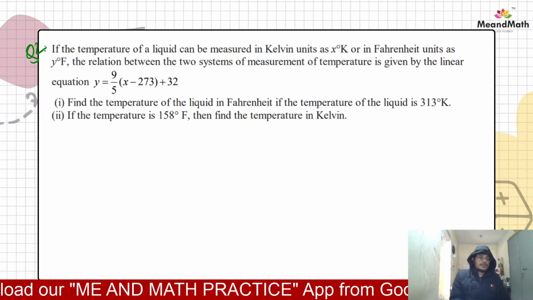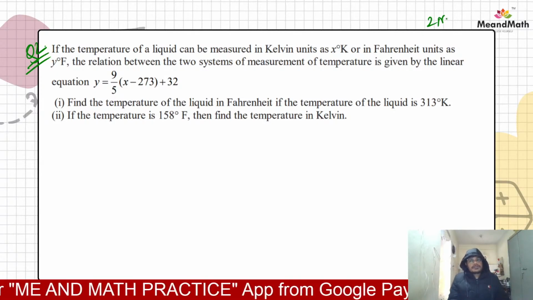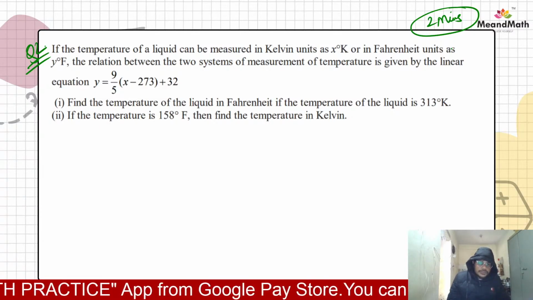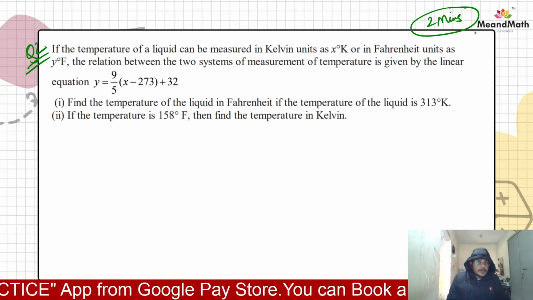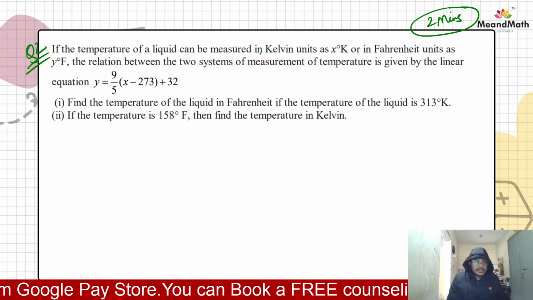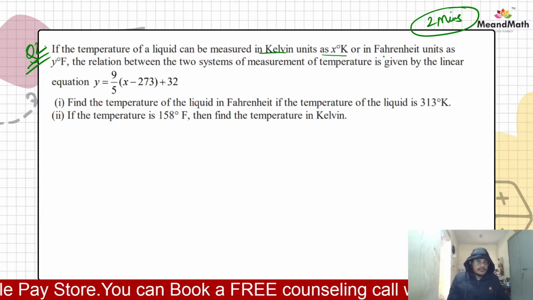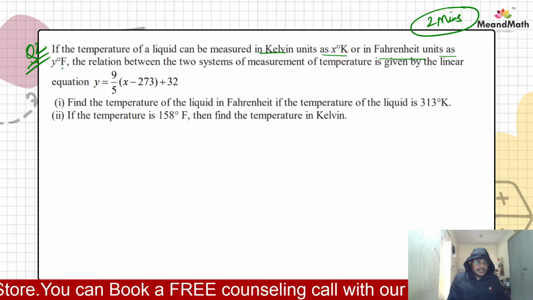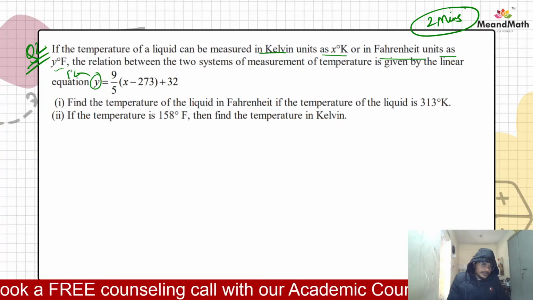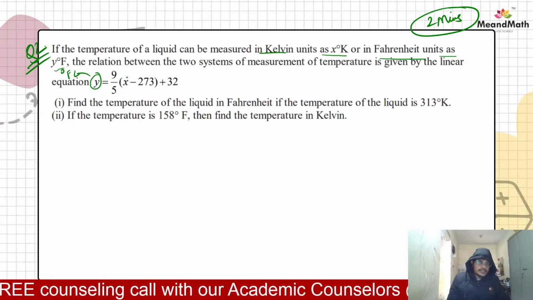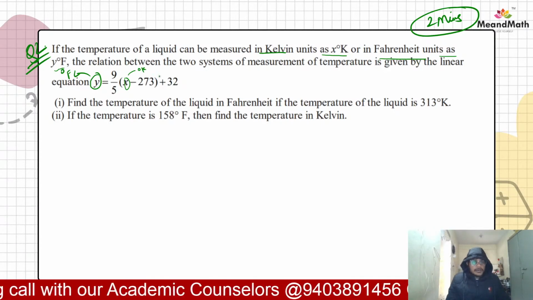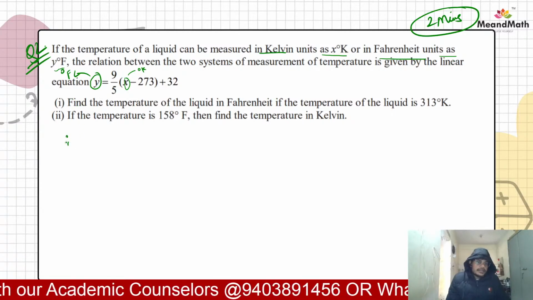Question number two. Again, 2 minutes to solve this question. It should not take more than 2 minutes. Well, you should do this question in 1 minute only. If the temperature of a liquid can be measured in Kelvin unit as x degree Kelvin, or in Fahrenheit unit as y degree Fahrenheit, that means your y is in degree Fahrenheit, and this x is in degree Kelvin.